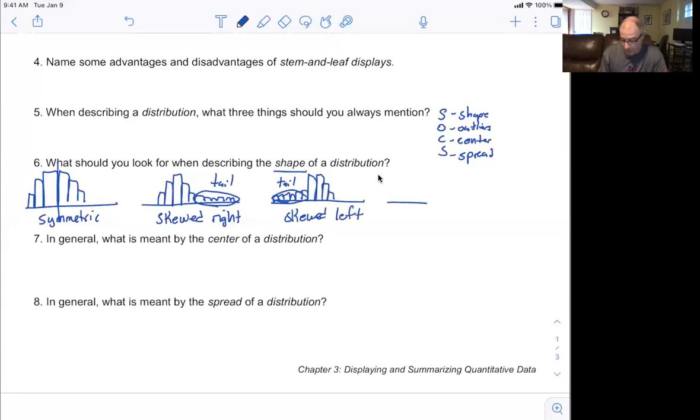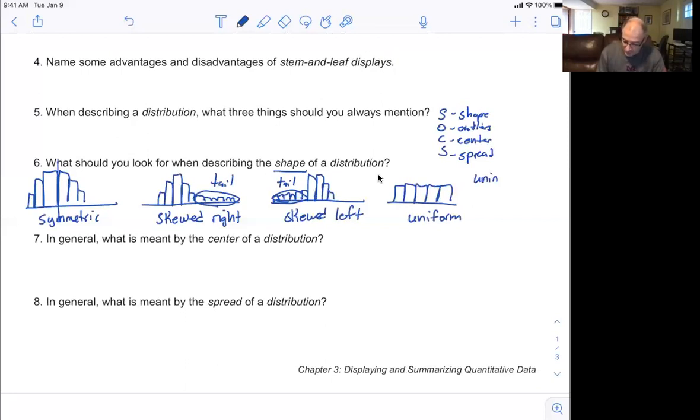There's another one that we also use. This would be uniform. If I rolled a die 100 times, since every side of the die has an equal chance of happening, I should have roughly equal outcomes for 1, 2, 3, 4, 5, 6. That would lead to a uniform distribution.